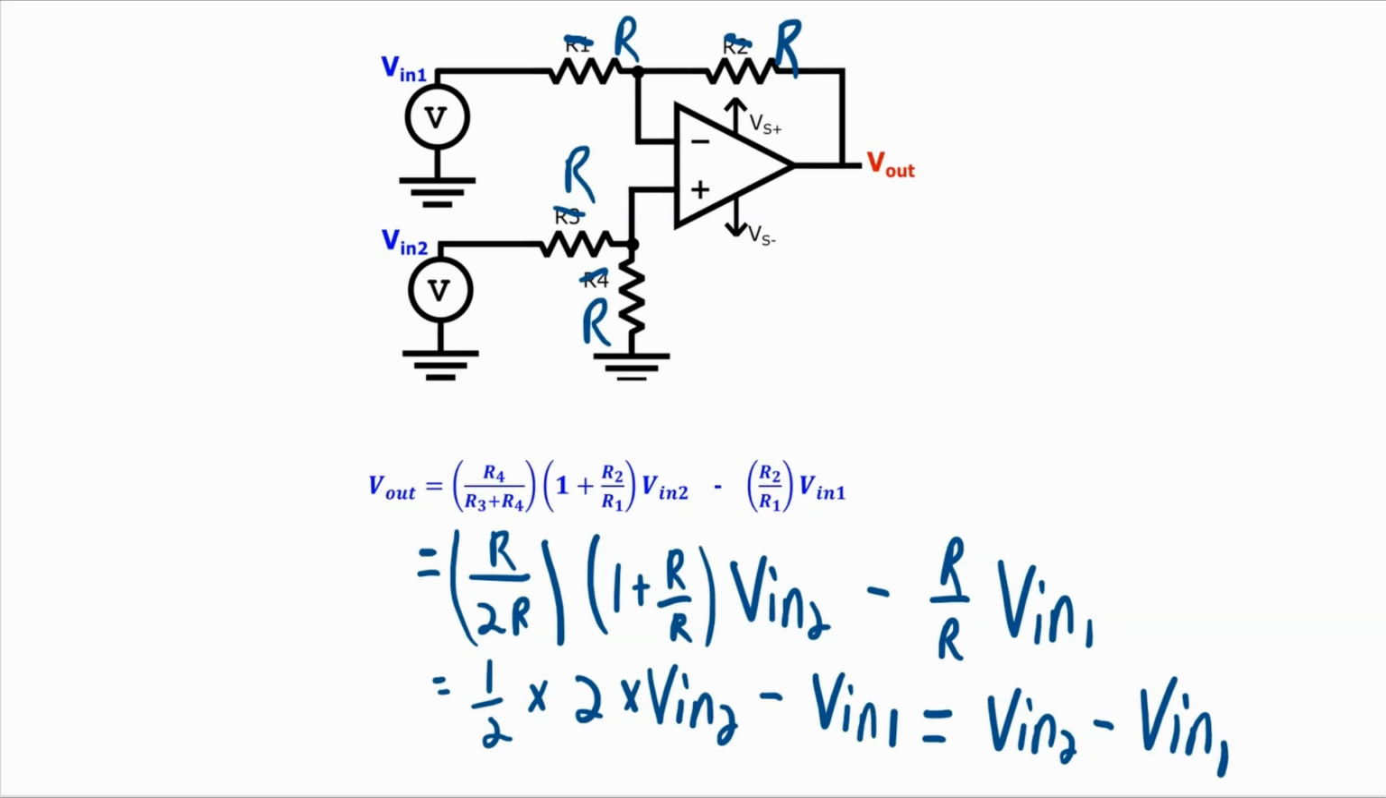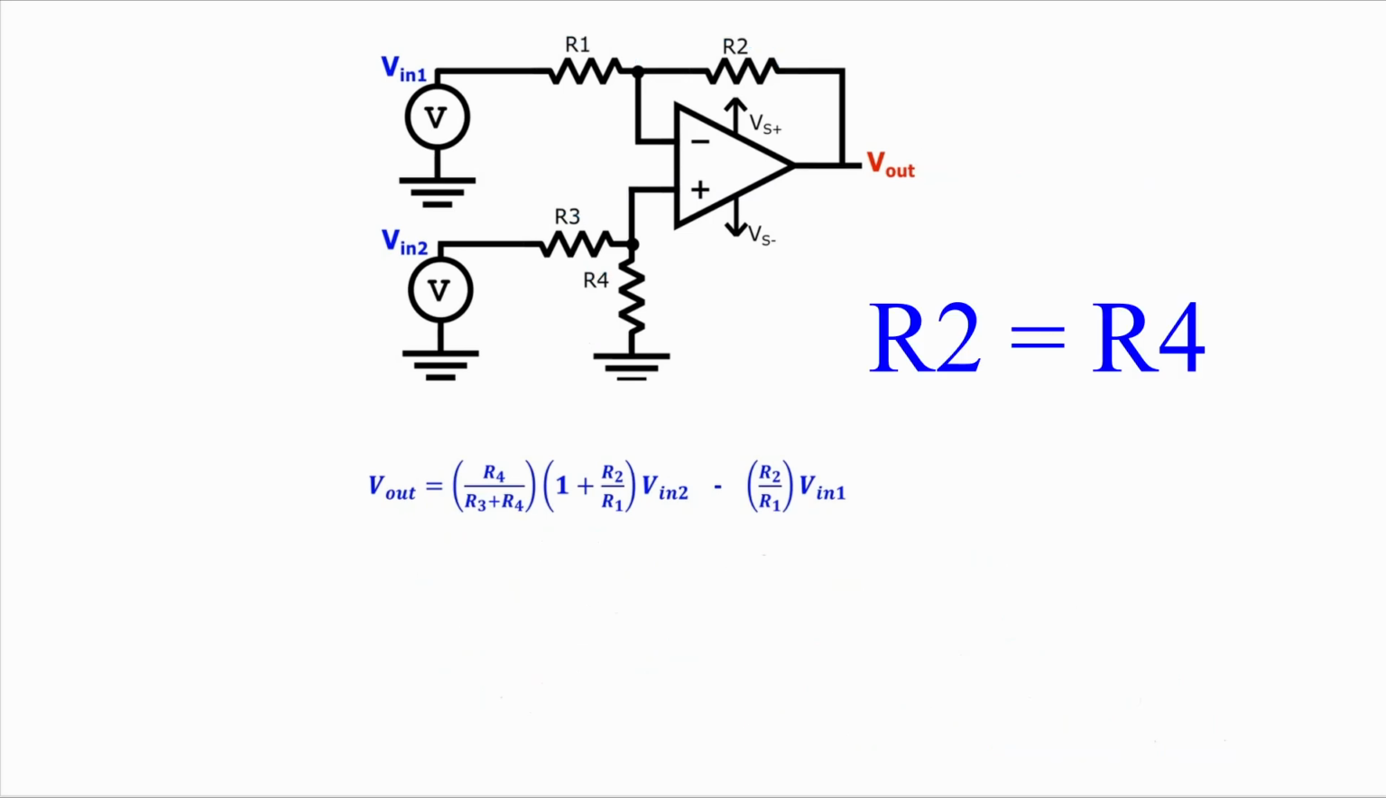And this is truly a difference amplifier. The output is equal to the voltage at input 2 minus the voltage at input 1. Now what if R2 and R4 were equal to each other, and R1 and R3 were equal to each other? This also greatly simplifies the equation.